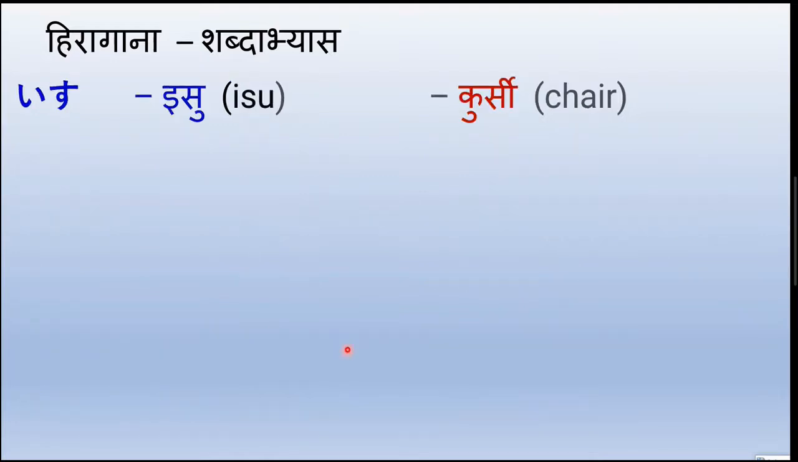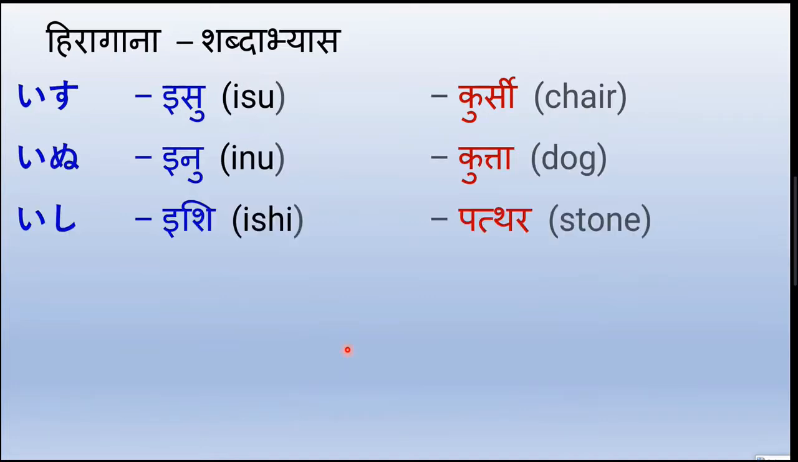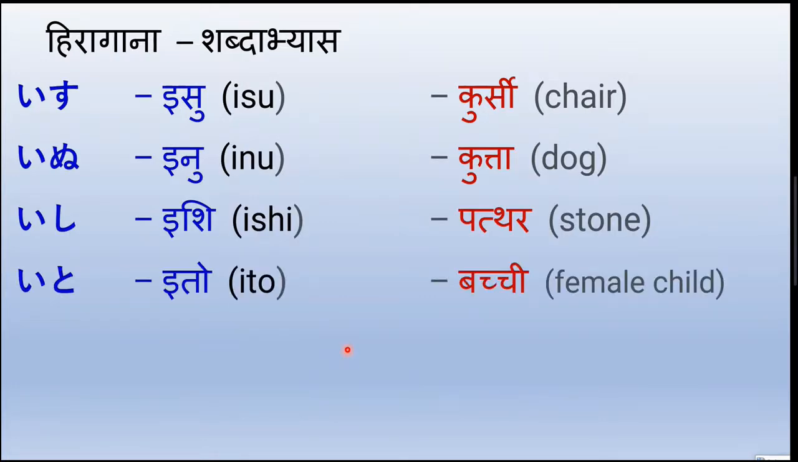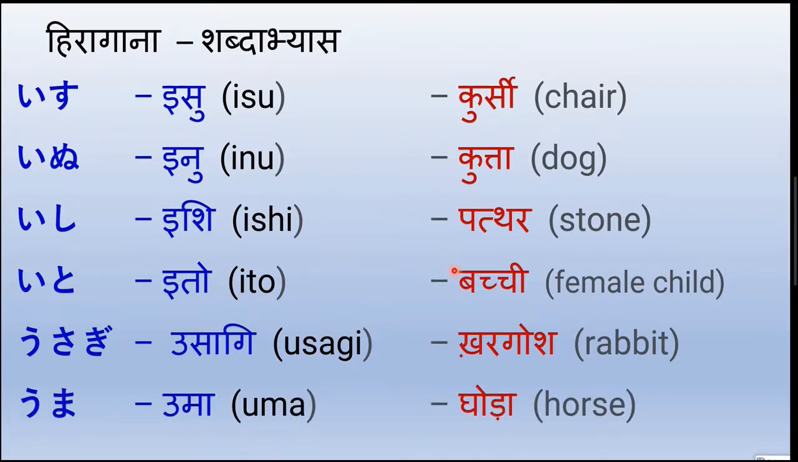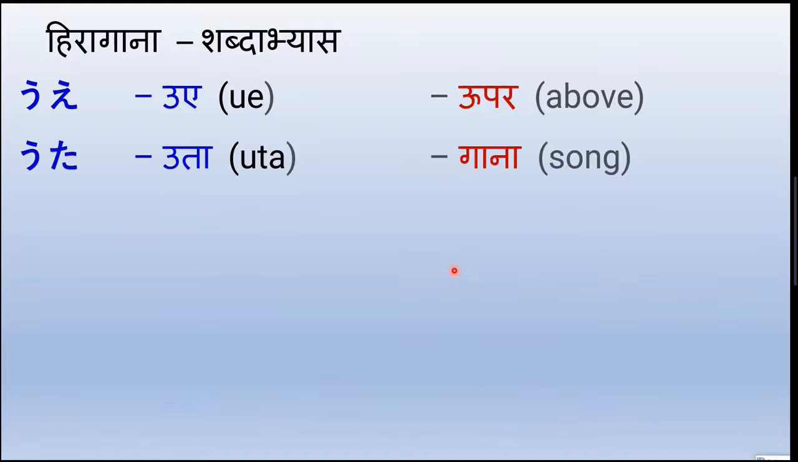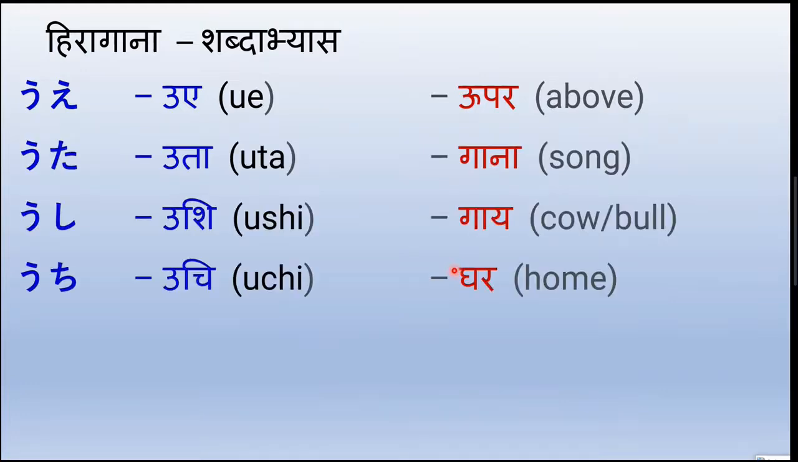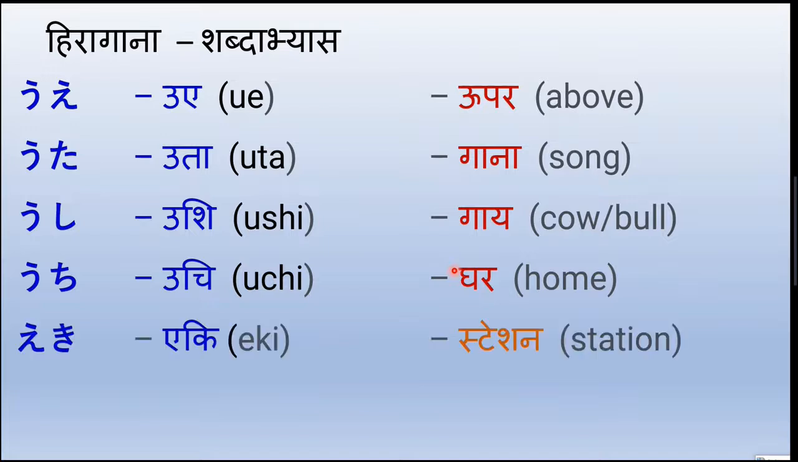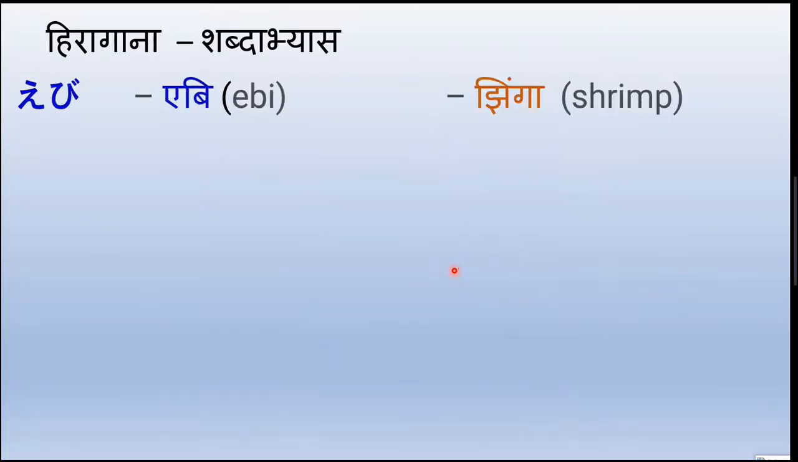Moving ahead, isu, chair. Inu, dog. Ishi, stone. Ito, female child. Usagi, rabbit. Uma, horse. Ue, above. Uta, song. Ushi, cow or bull. Uchi, home. Eki, station. Eno, bay.